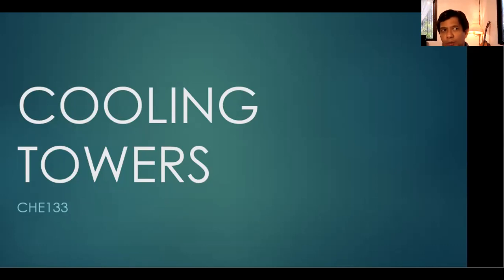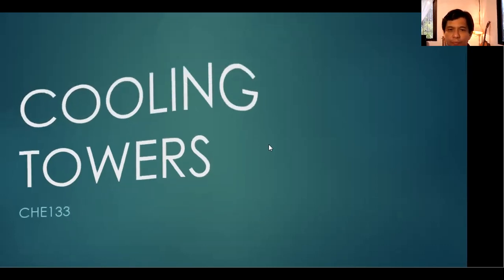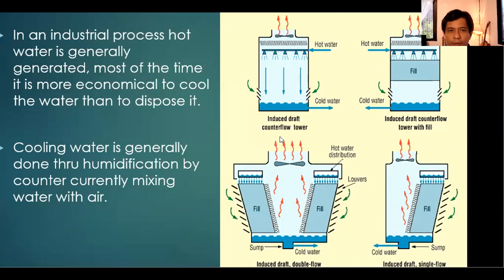So, ganun pa rin, we're going to discuss the different types of cooling towers. Ano ba yung nasa loob ng cooling towers, bakit lumalamig yung tubig? Okay. So in an industrial process, hot water is generally generated. If you use water to cool products and raw materials, you're going to generate hot water. Most of the time, it is more economical to cool the water than to dispose it.